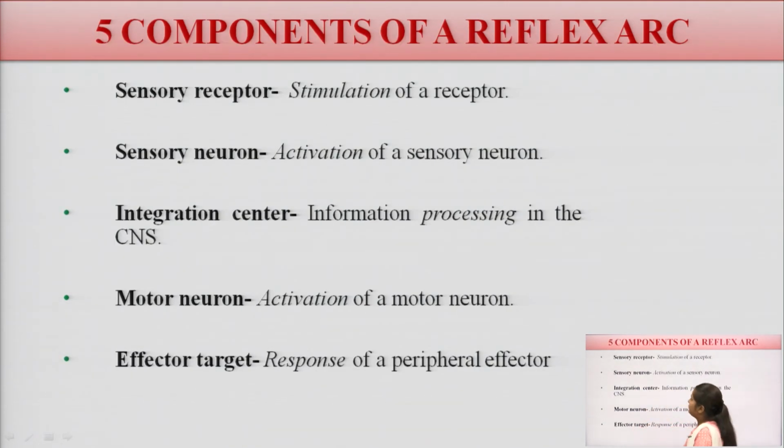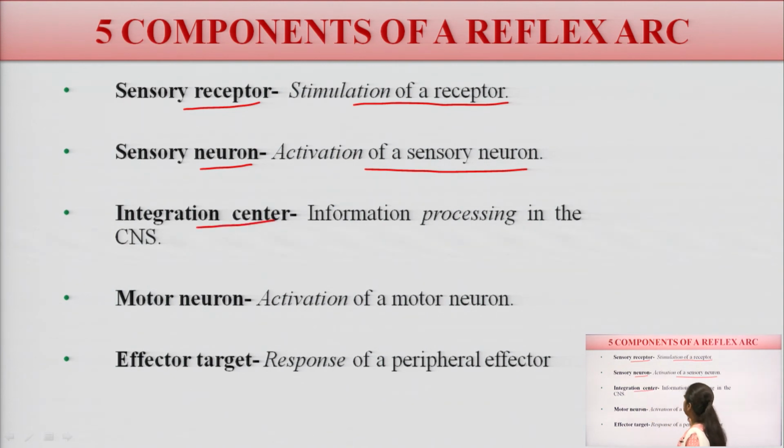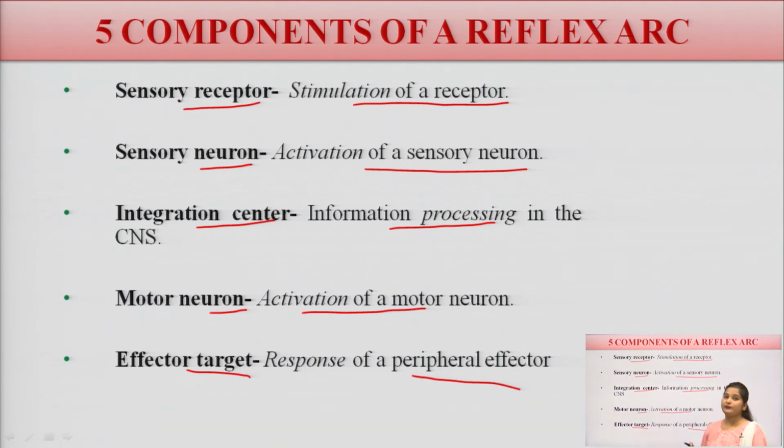Now, there are 5 components of the reflex arc: the sensory receptor, which is stimulated; the sensory neuron, which is activated; the integration center, information processing in the CNS; the motor neuron, which is activated; and the last one is the effector, which is the response at the particular peripheral site.